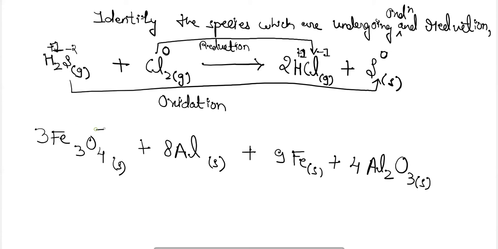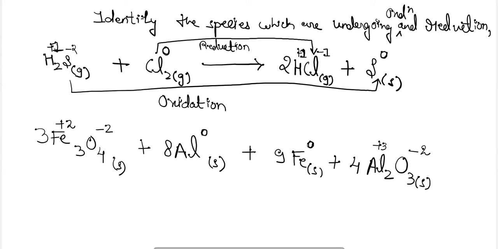For oxygen it will be -2, and for iron it will be +2. For aluminium, as it is alone here, it will have an oxidation state of 0. Here iron is alone, so it will have an oxidation state of 0. Then in Al2O3, the oxidation state for oxygen will be -2 and for aluminium it will be +3.